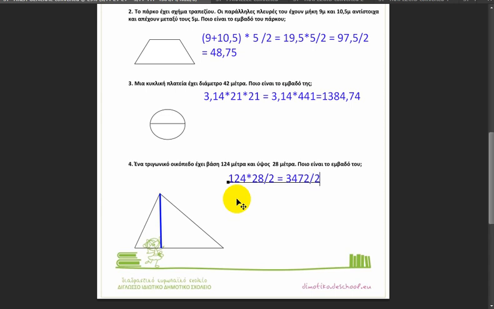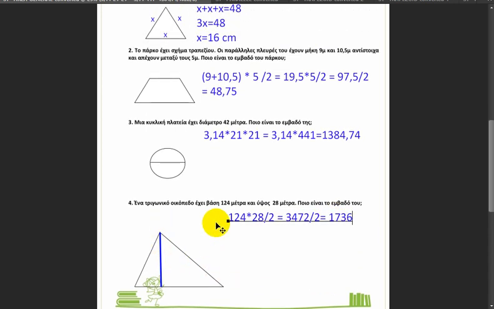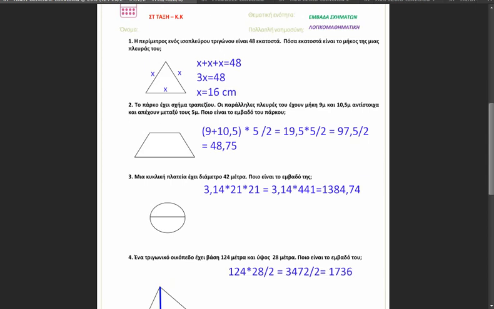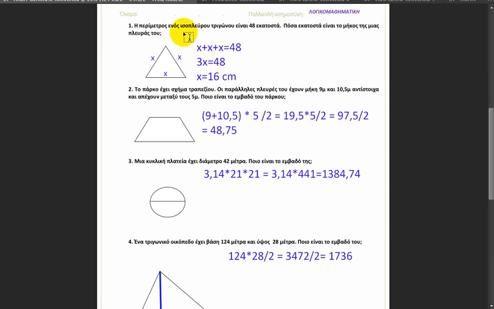So if I divide that by 2, let's see, what are we going to get? Once into 3, and then 7 into 14, and then 3 into 7, and then 4 into 12. Sorry, 6 into 12. So 1,736 is the area here. So there we go. In case you need to check the answers here, just pause the video. I'm moving on.